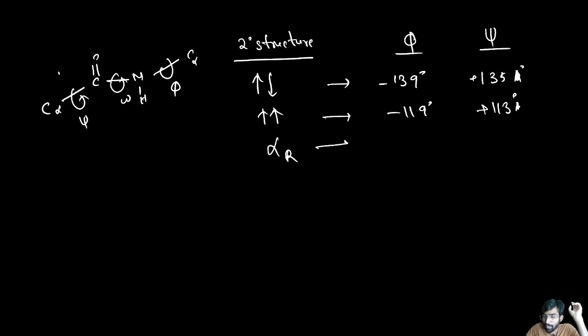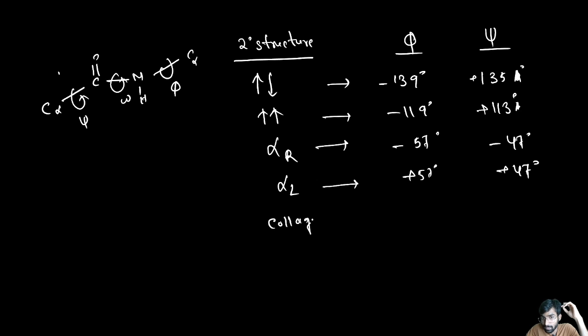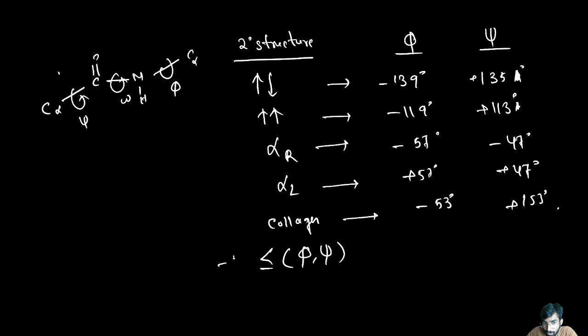For right-handed alpha helix, it's minus 57, minus 47. For left-handed alpha helix, plus 57, plus 47 degrees. For collagen, it's minus 53 degrees, plus 153. Here the catch is, sorry, I should have told you earlier, the phi and psi values vary from minus 180 to plus 180, but they cannot take any angle because not all are sterically favorable.